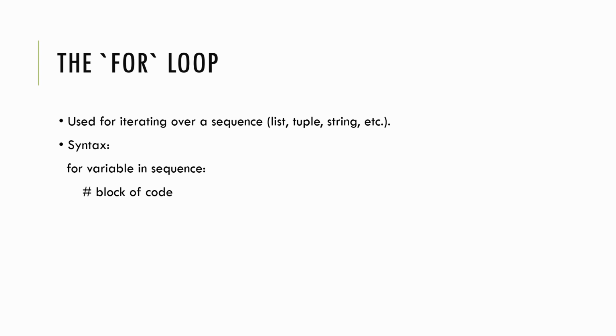First, let's look at the for loop. This loop is used to iterate over a sequence such as a list, string, or range. Here's the syntax. We use the keyword for followed by a variable name that will take each value of the sequence, and then a colon. Inside the loop, we write the code that we want to execute for each item in the sequence.